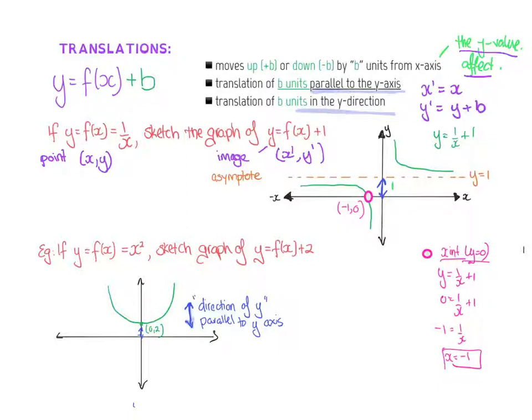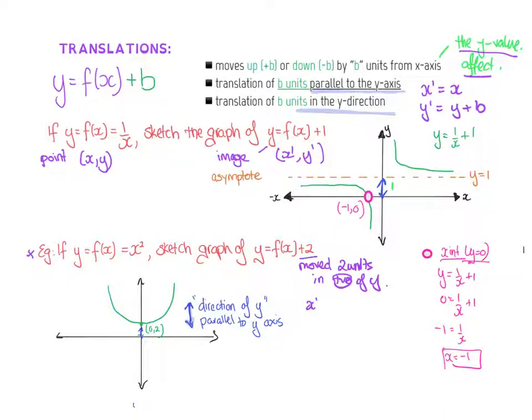So if we have a look at this second graph down here, if the function equaled x squared, it said sketch the graph of the function. Now this means we might say it's moved 2 units in the positive direction of y. So if they said that and you were thinking of the points, well, we know the x point remained the same, but the y point was the original plus 2.